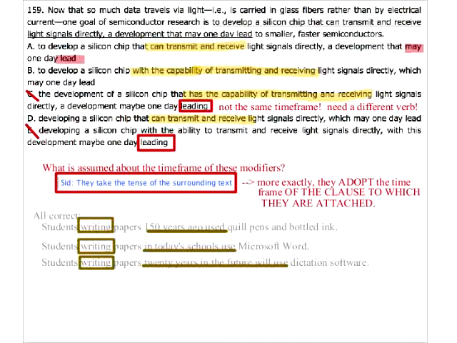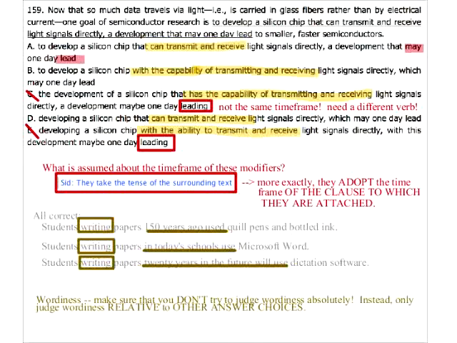So these are not the kinds of things that you want to judge absolutely, but relatively. So when you look at wordiness, make sure that you don't try to judge wordiness absolutely. Instead, only judge wordiness relative to other answer choices. So for instance, if you look at the yellow parts, it should be clear that can transmit and receive is better than with the capability of transmitting and receiving. And same thing with has the capability of transmitting and receiving. You might not pick those out as wordy by themselves, but in comparison to choice A, they're definitely clumsy and sort of cumbersome. Okay.